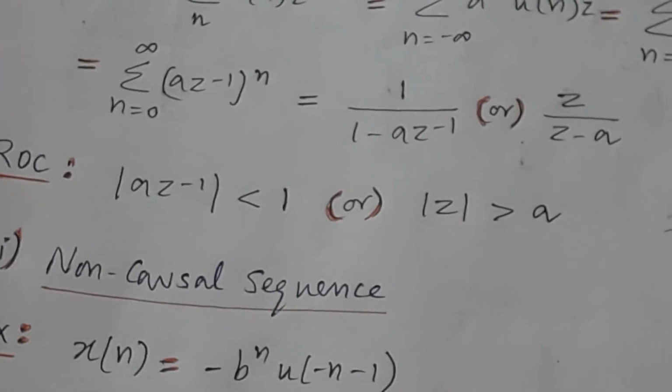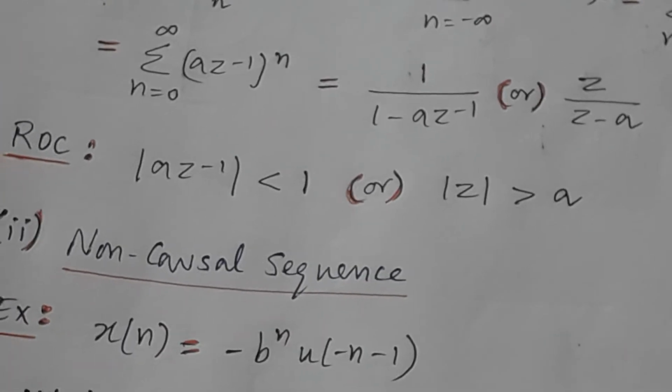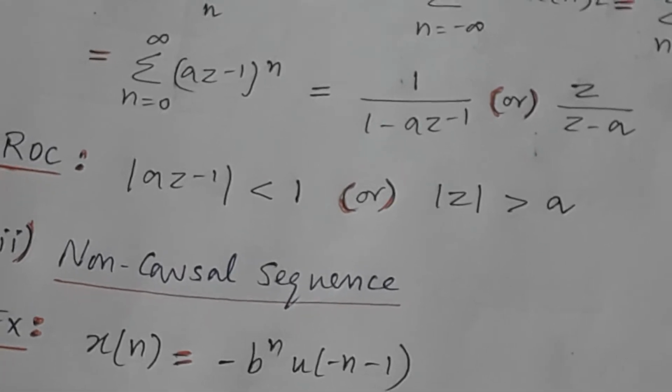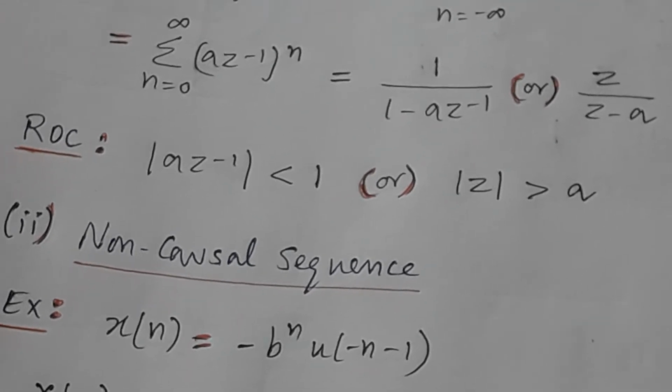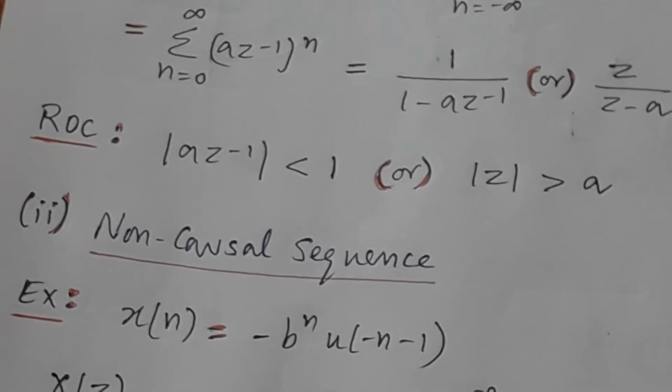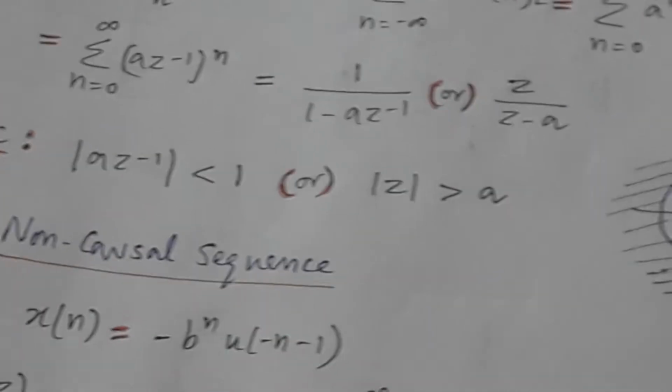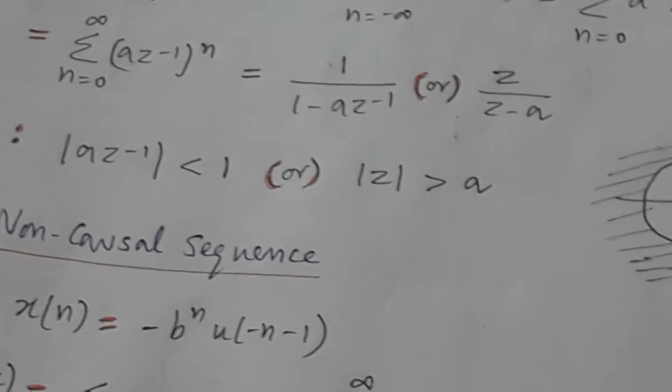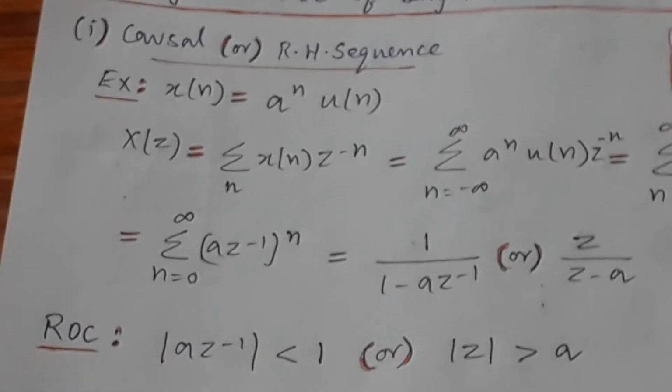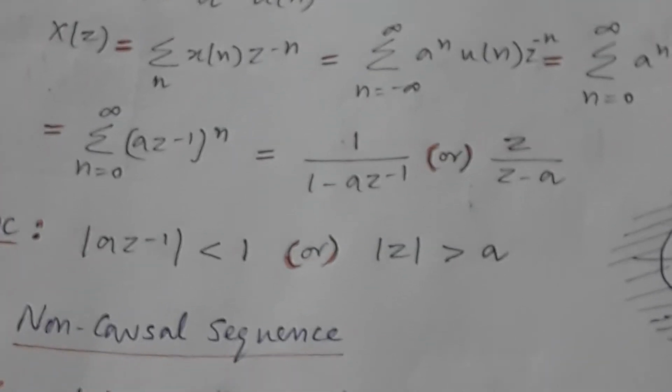When will this become infinity? When the denominator is 0, 1 minus a z inverse. So a z inverse equal to 1 means the ROC will be modulus of a z inverse less than 1, or mod z greater than a. So for a causal sequence, the ROC will be greater.